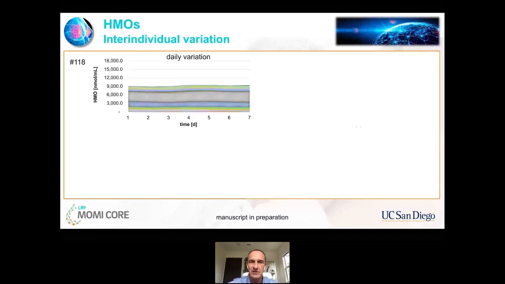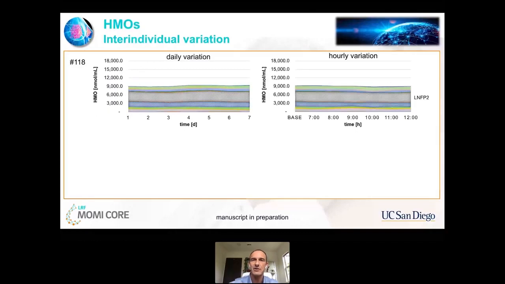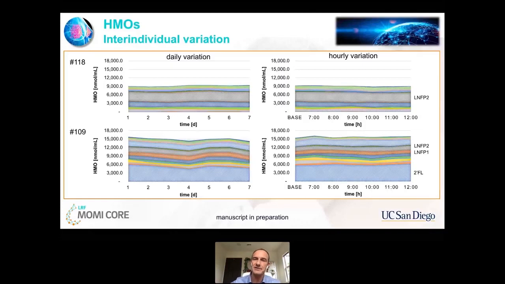That is remarkably constant over a short period of time, so over a week. Even at a higher resolution, from hour to hour, the oligosaccharide composition is remarkably constant, but very different from mom to mom. That does change over the course of lactation over a longer period, from 1 month to 6 months to 12 months, but over a short period of time, it's remarkably constant.